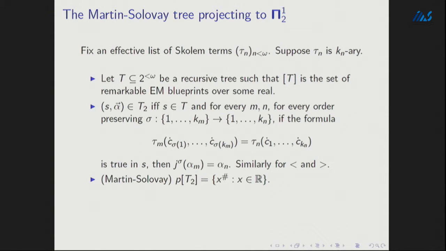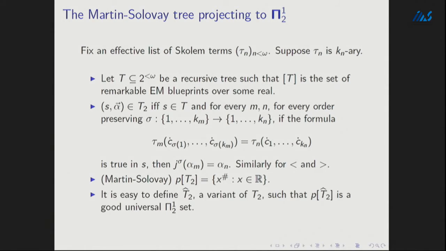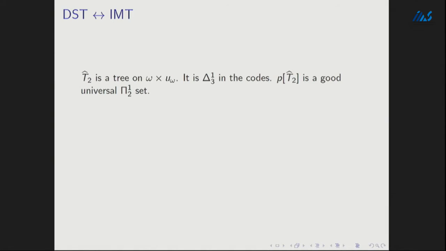So this T2 projects exactly to the set of sharps over some reals, and from that and Shoenfield absoluteness, it is easy to make a variant of T2 so that it projects to the universal pi 1, 2 set. And this is how we get the Suslin representation for sigma 1, 3 sets. Concerning the degree of effectiveness, it is delta 1, 3 in the sharp codes.